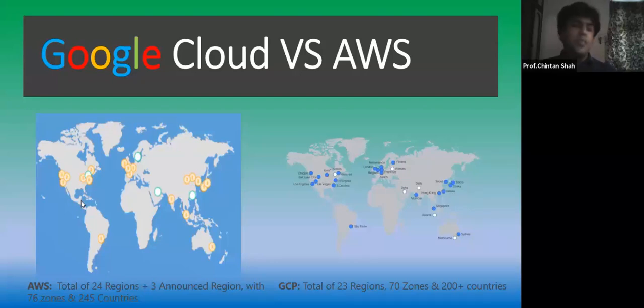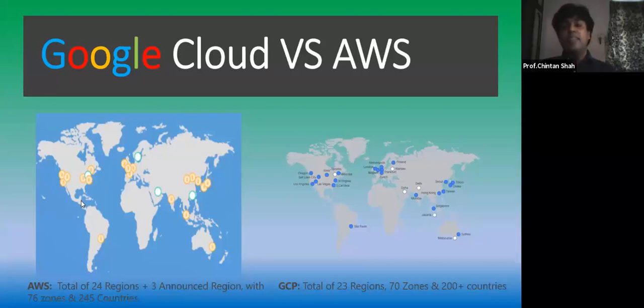But I hope some of you might still have a question: what is a region and what are zones? Let me explain. A region is nothing but a local geographical area, which consists of one or more zones. So each region might have one or more zones. What is a zone? A zone is one or more data centers located within a region.